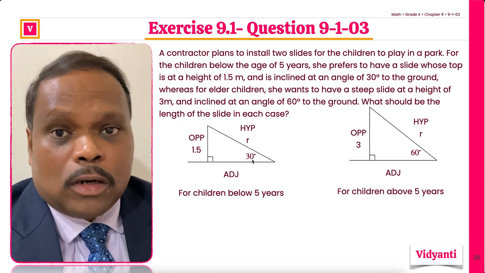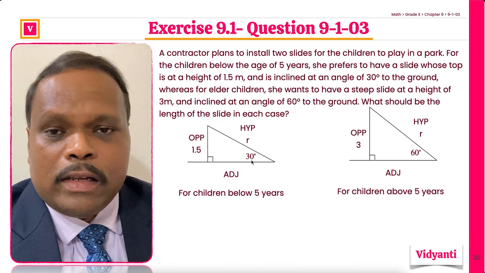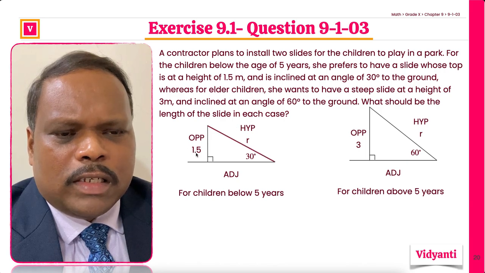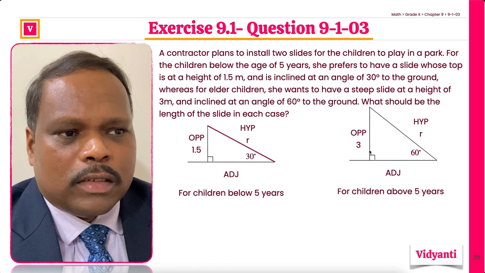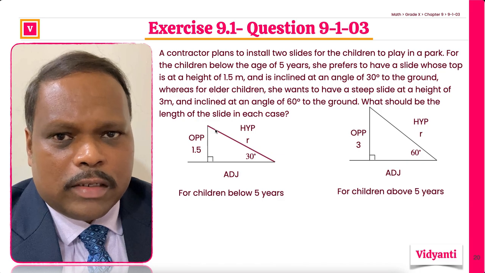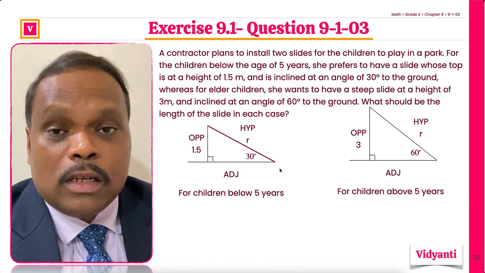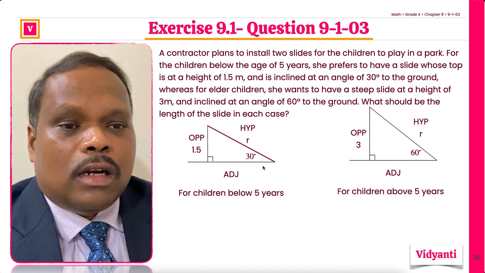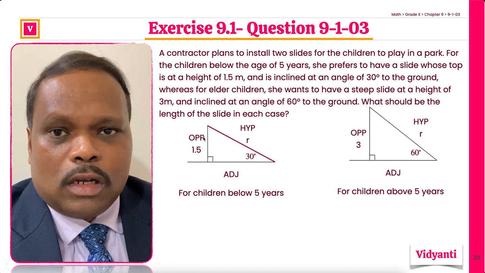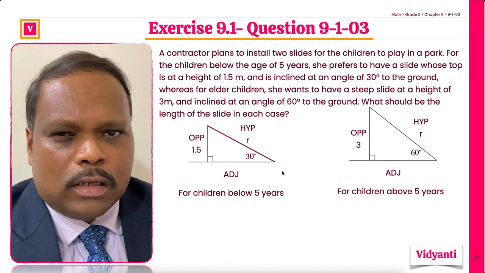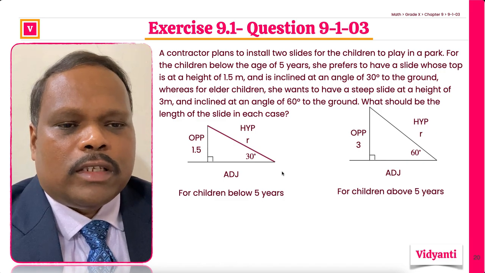So the contractor has two separate slides. One has angle 30 degrees and one has angle 60 degrees. In this case, the opposite is 1.5. In this case, the opposite is 3, and we are supposed to find out the length of the slide. Now here is one of the rare cases again, because we are interested in the diagonal distance, which is the hypotenuse. So most likely here tan will not be used. Remember my previous words: tan is used when you use the vertical and horizontal, which is most of the times. But here we use the inclined distance, so most likely it will involve either cosine or sine. Let's see what that means.